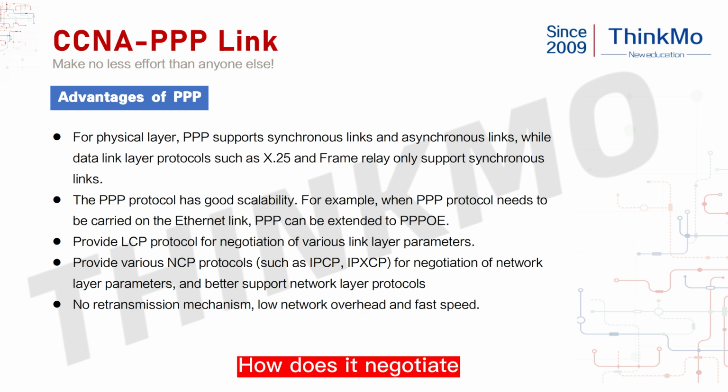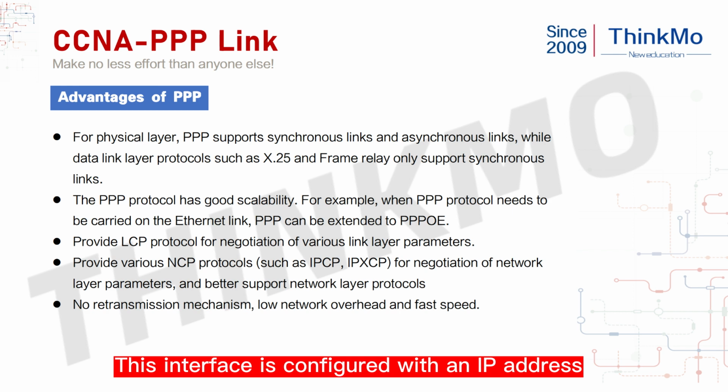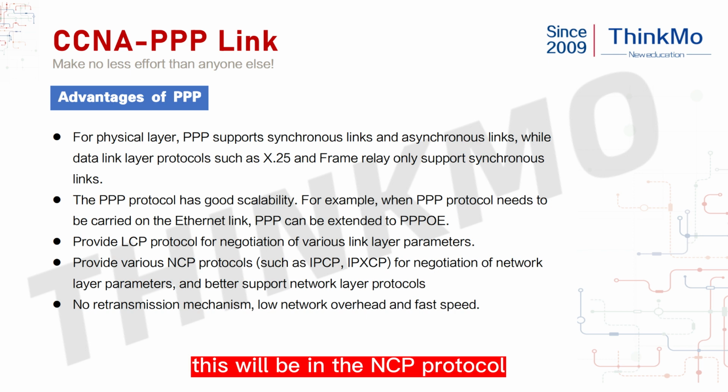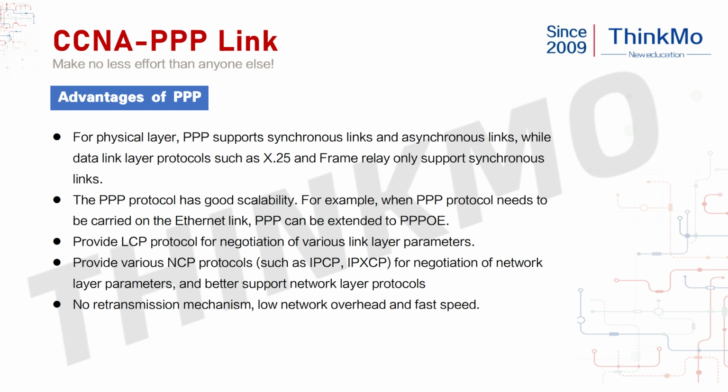How does it negotiate? Let's say 2 devices are connected on a PPP circuit. This interface is configured with an IP address on both sides. This will be in the NCP protocol. It uses IPCP and then negotiates. I send a packet during the negotiation: give me my IP address, for example, 1.1.1.1, and send it to you. You'll be sending a message too: give me your IP address, for example, 2.2.2.2, send me.